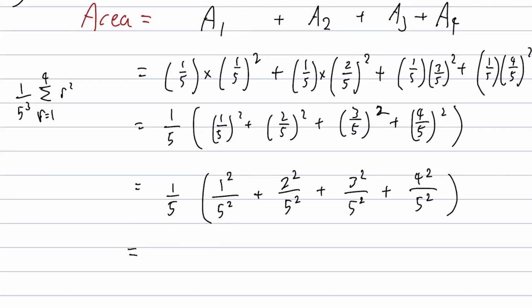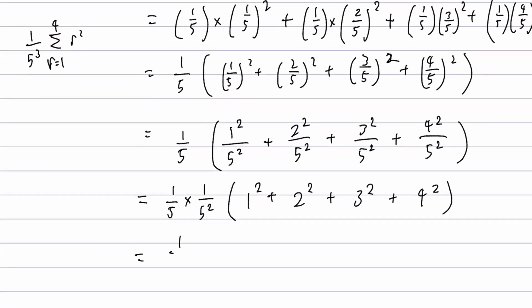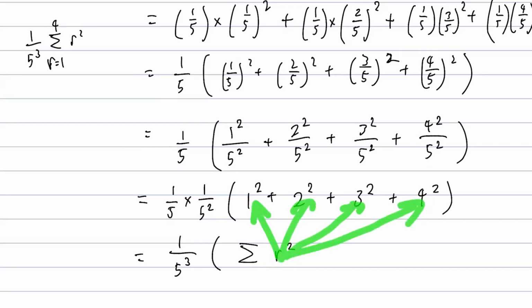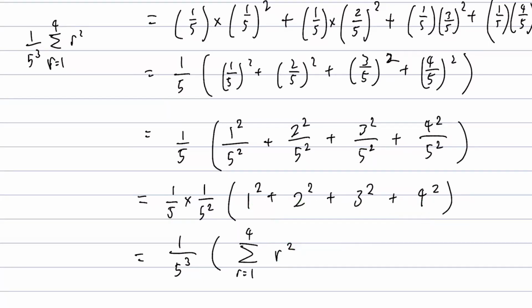Can take out the 1/5 square. Good. Then you're left with 1 square plus 2 square plus 3 square plus 4 square. Good. So 1/5 times 1/5 square become 1/5 cube. Multiply by, in general, this will be summation. Just follow. If you are lost and confused, just copy the question. Sum of r square, right? Where r is 1 square, 2 square, 3 square, 4 square. So that means r equals 1 to 4.